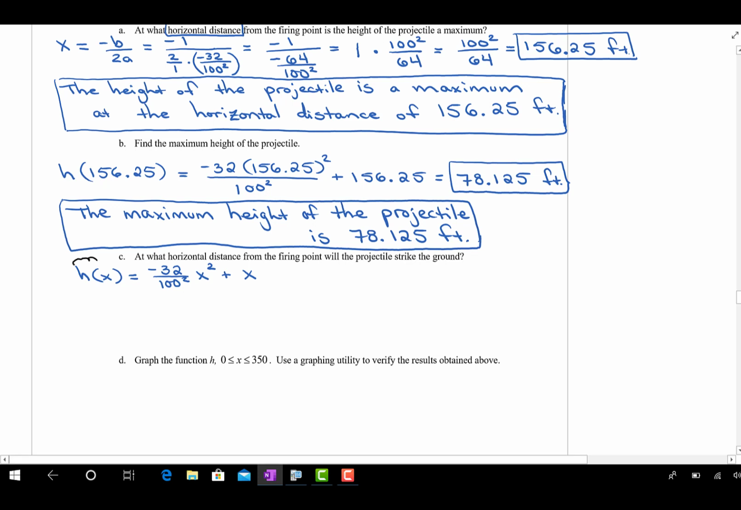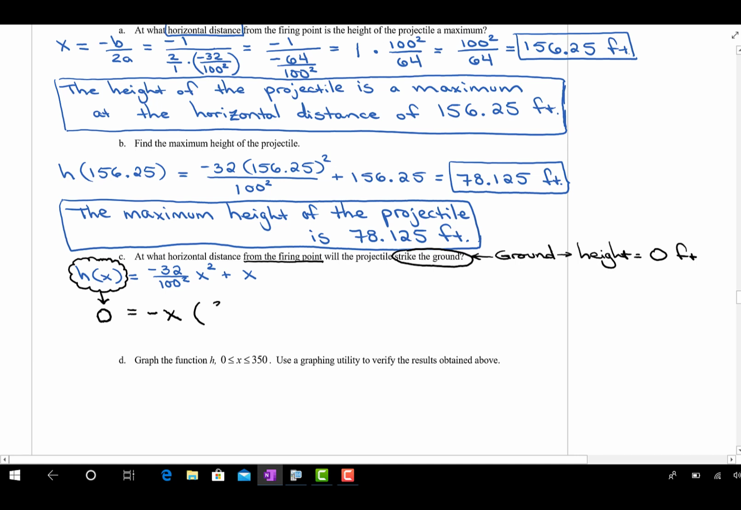So every time I see h of x, we're just going to replace that whole thing with a 0. The reason we're doing this is because when it said strike the ground, you're talking about the ground level, and you're saying, well, what's the height at the ground level? Height has to be 0 feet from the ground.